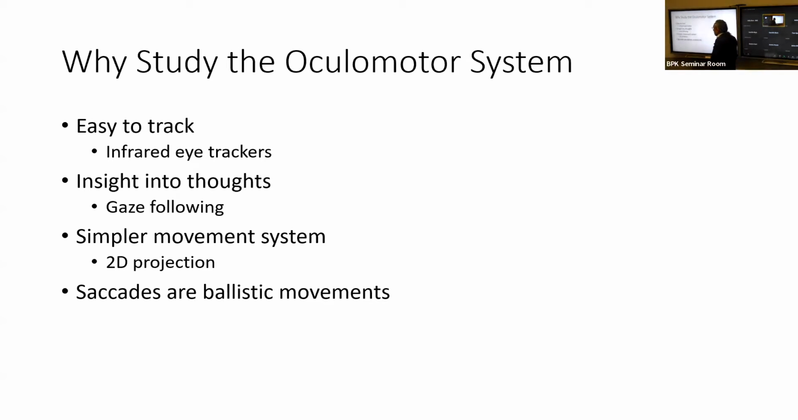It's a simpler movement system than a lot of the other movement systems because it's a 2D projection. Yes, the eyeball is a three-dimensional object and it rotates in the orbit, but we actually encode the motor plans as 2D vectors, as if we're moving the image along a 2D retina, even though the retina is also curved. And the saccades have been considered ballistic movements. Ballistic, fire and forget, like a cannonball. You plan it, you fire it off, and it lands, and you're good to go. But are they really, truly that ballistic?